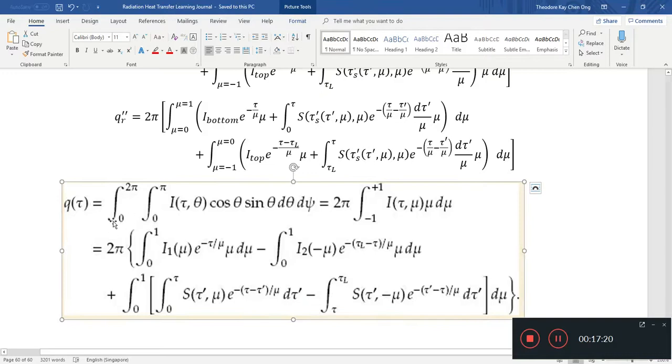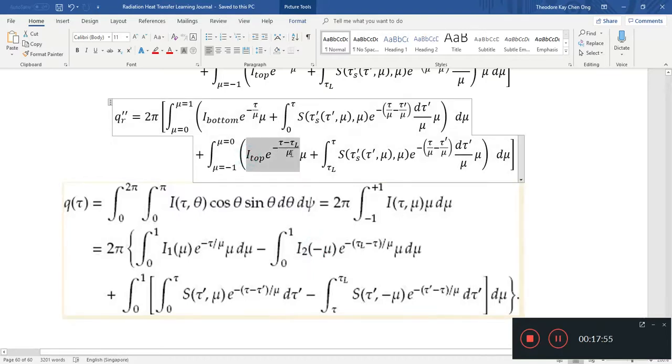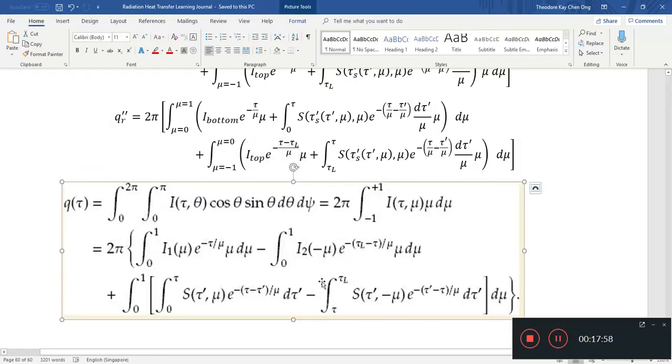So the expression is, of course, you have this 2 pi, then you have I1 and I2, right? I1 being the one from 0 to 1. So this is the bottom intensity. It depends on mu, or you can make it uniform throughout. And you can have I2, which is the intensity from the top. So this is this term over here, the same in physical meaning.